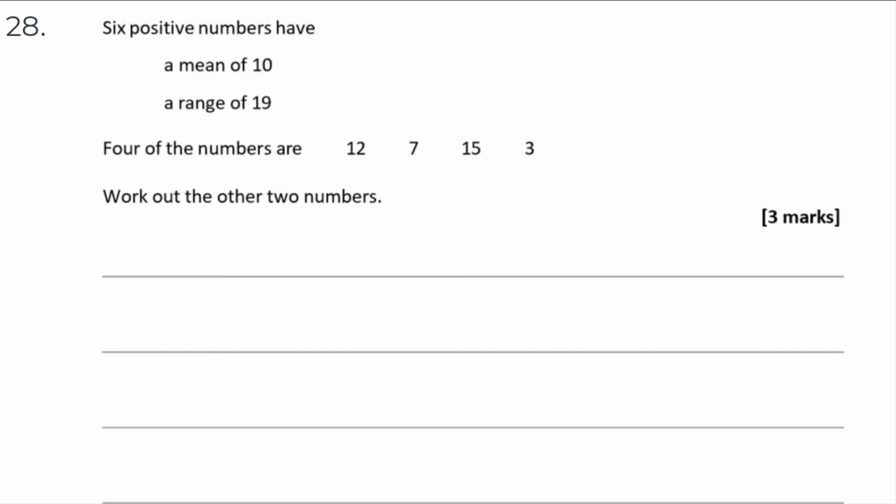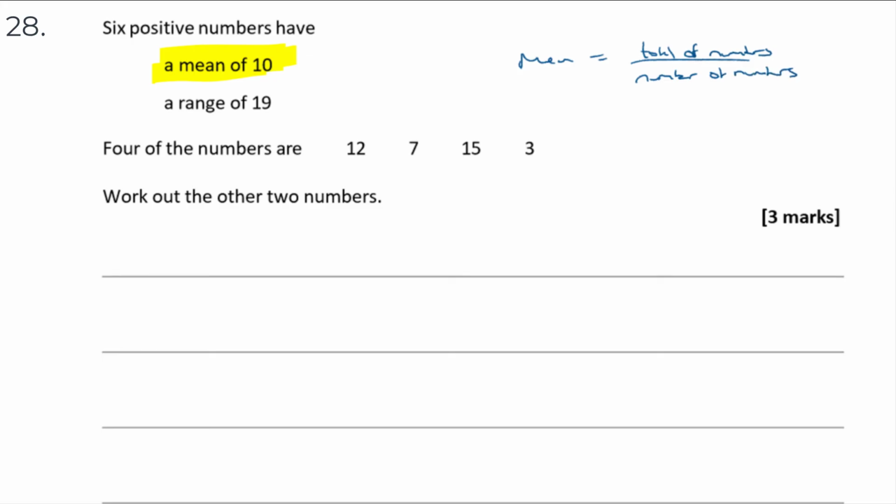6 positive numbers have a mean of 10, a range of 19. 4 of the numbers are 12, 7, 15 and 3. Work out the other 2 numbers. Right, I'm going to start with looking at the mean of 10, because I know I can work out a mean by dividing the total of all the numbers divided by the number of numbers.